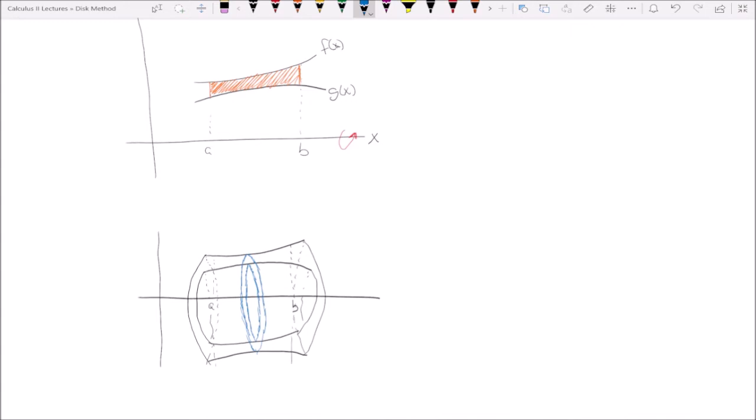So if I try to draw it off to the side here, this is the result. We have an inner radius, which is in red, and we have an outer radius, which is in orange. And this is really a fancy way of doing essentially volume of the outer minus volume of the inner. So let's just now write this out.